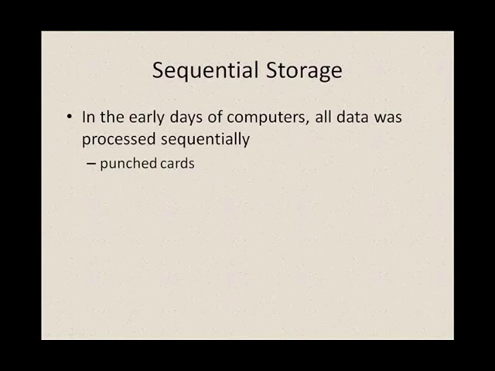For example, sometimes data was stored on punched cards, and the cards had to be read in order by a device called a card reader. Sometimes data was stored on reels of magnetic tape, and data records had to be read from the beginning of the tape through the end of the tape in some sequential order.